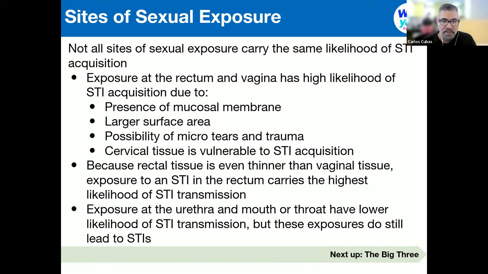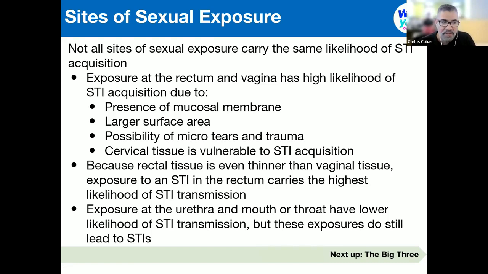And what we mean by micro tears or trauma is that there may be a cut, but you may not see it, you may not feel it because it's so small. So that's what we also refer to as possibility of micro tears and trauma. And because rectal tissue is even thinner than vaginal tissue, exposure to an STI in the rectum carries highest likelihood of STI transmission.